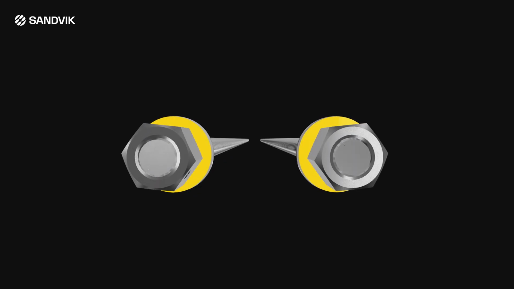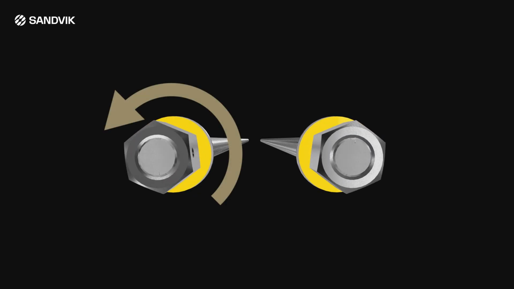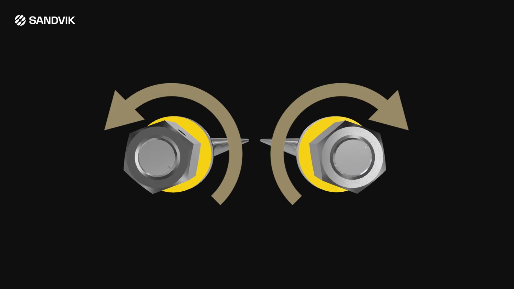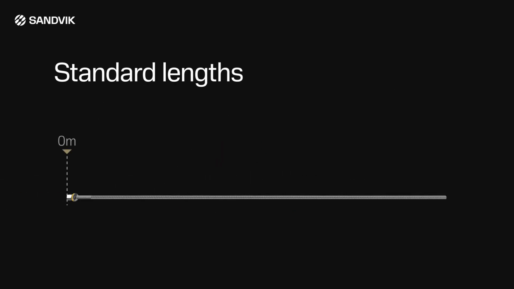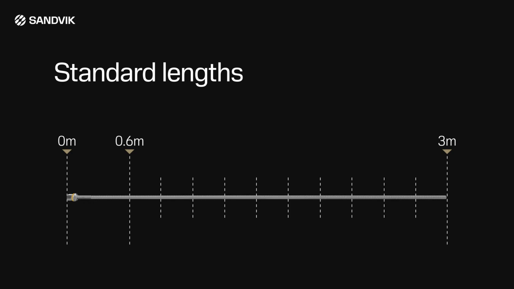All Sandvik rock bolts can be manufactured to suit either left or right-hand bolt rotation. Standard bolt lengths range from 0.6 meters to 3.0 meters in 300mm increments. Alternative lengths can be manufactured if required.